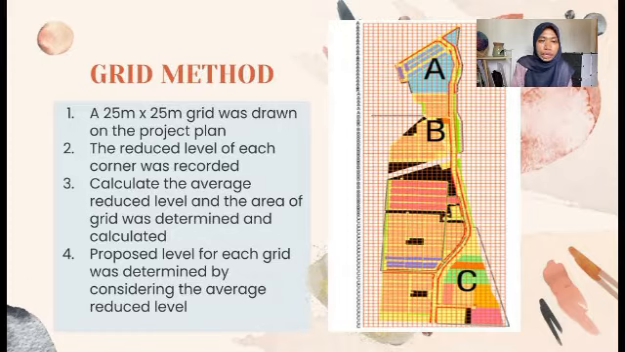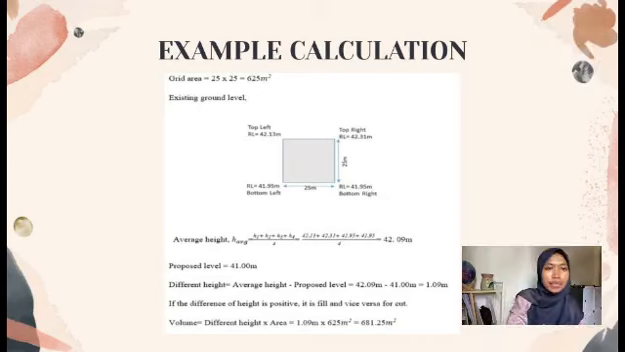A 25 meter by 25 meter grid was drawn on the project plan. The reduced level of each corner was recorded. The average reduced level was calculated, and the area of the grid was determined and calculated. The proposed level for each grid was determined by considering the average reduced level. The data were then tabulated into Microsoft Excel, and steps 1 to 5 were repeated to calculate the other grids. The volume of cut and fill will be obtained by the summation of the total cuts and fills for the site. Next is the example calculation using the grid method.